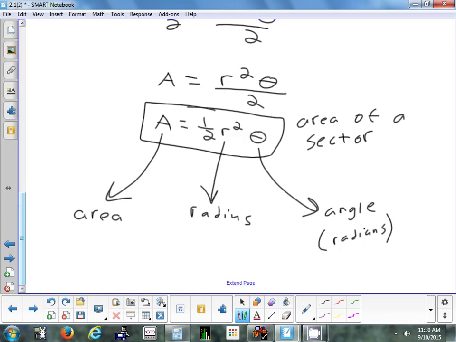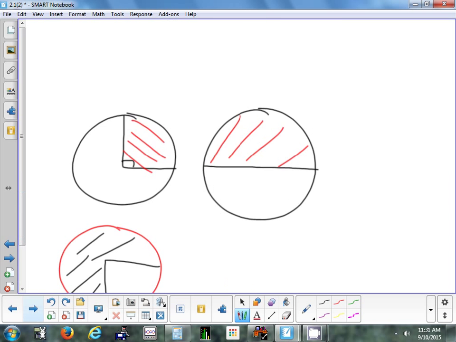We could have come up with these formulas doing it in degrees. The only problem is they'd look a little messier. I think this one and the other one look pretty clean. Just 1/2 r squared theta, that's it. Does everybody have this formula and what each variable represents? Okay, so we'll go through a few of these, and that'll be it.